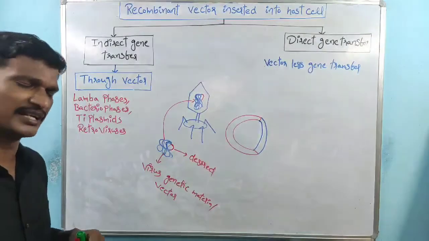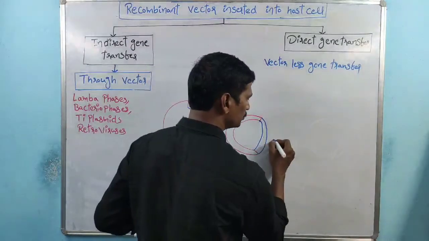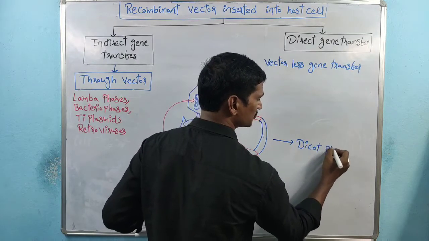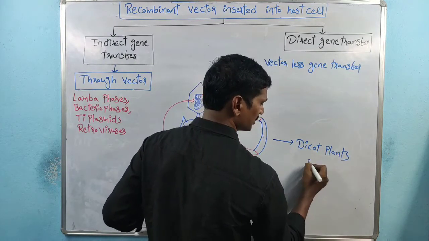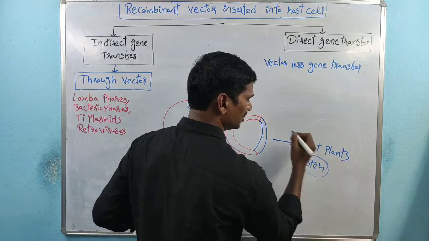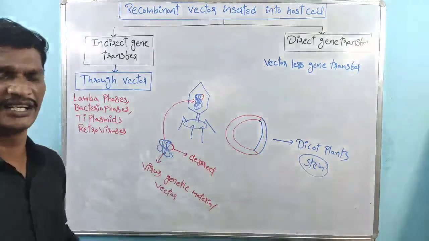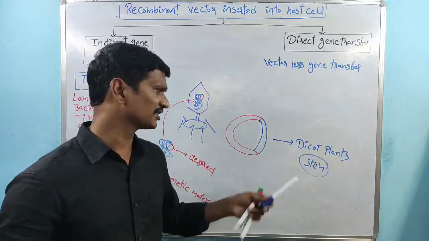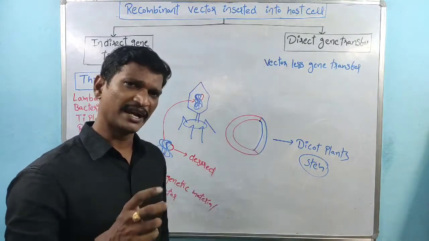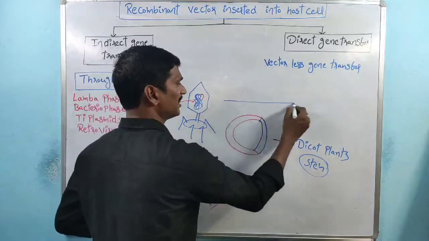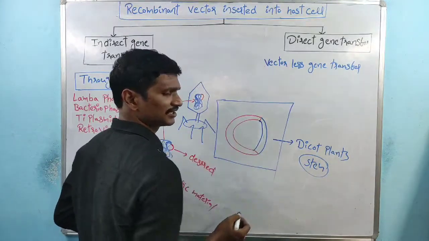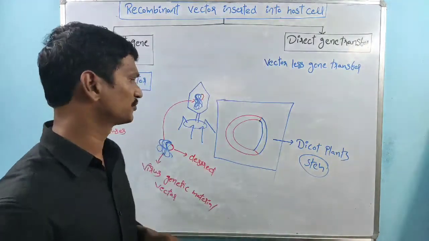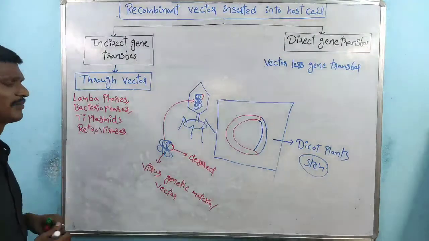Agrobacterium tumefaciens bacteria. Then Agrobacterium tumefaciens bacteria especially infects the dicot plants, especially at the stem region. So if the bacteria infects the stem parts, our desired gene is transferred. Our desired gene is transferred, right? So that is about the Ti plasmids.